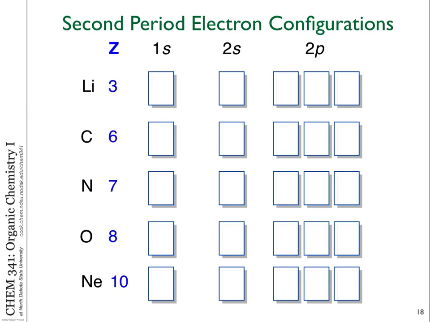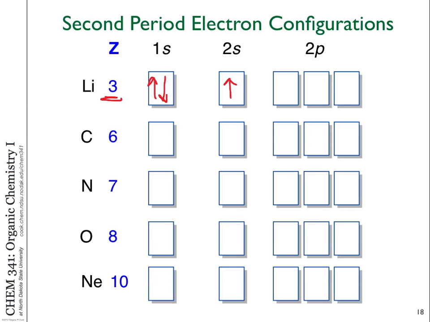So, for example, lithium has an atomic number of 3, so it has 3 electrons. As you fill in those orbitals based on the Aufbau principle and Hund's rules and everything you've learned, you start filling the 1s orbital with opposite spin electrons. The third electron goes into the 2s orbital.